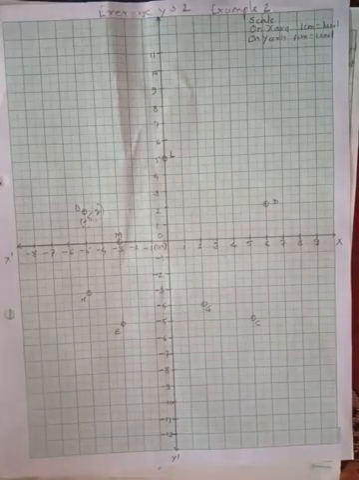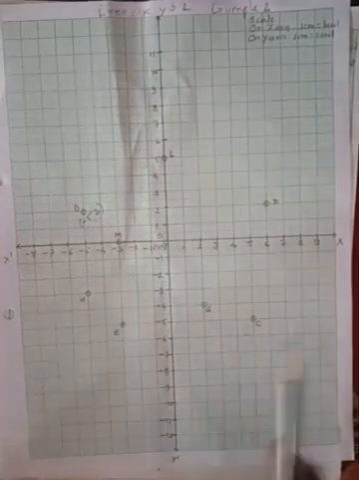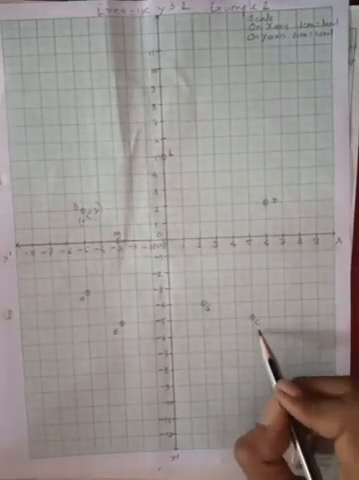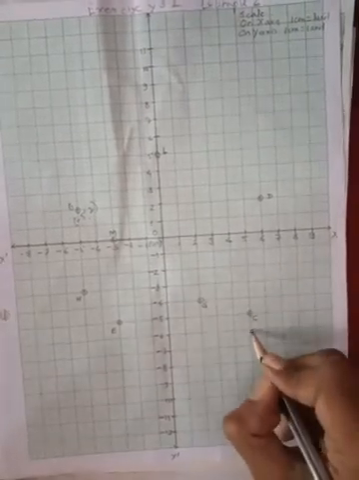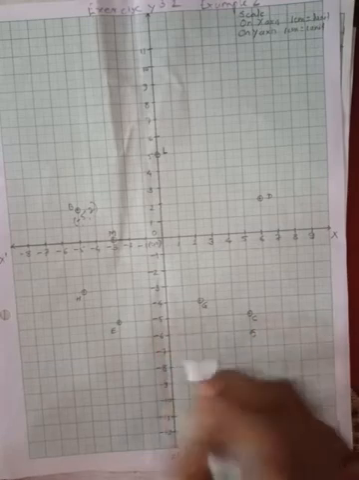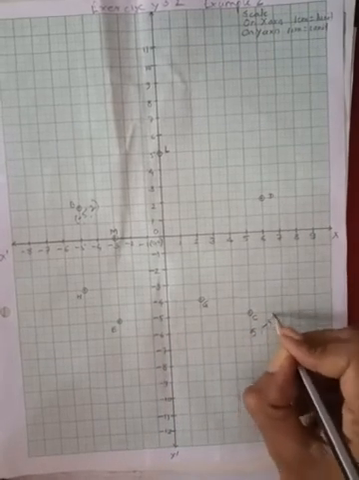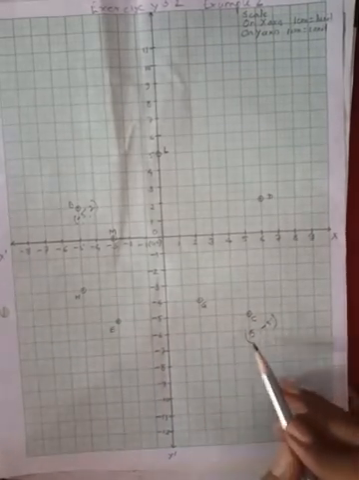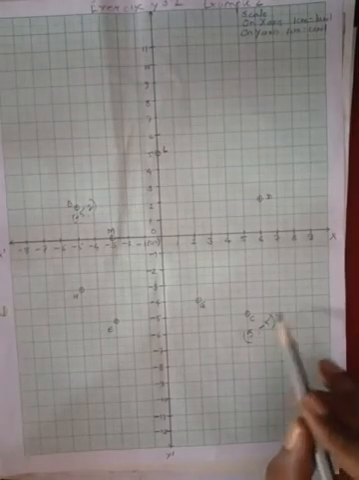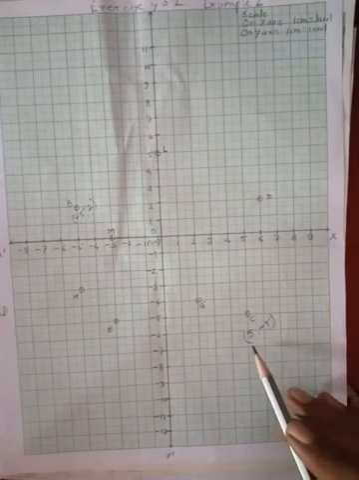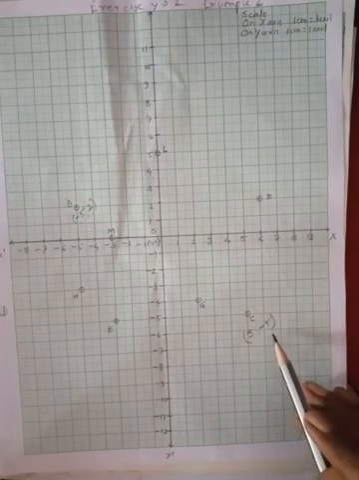Next is the coordinates of point C. Point C is this point. Please note. Now, point C, if you draw a perpendicular on x-axis, it will go to 5. And if you draw a perpendicular on y-axis, it will go to negative 5. It means abscissa is 5 and ordinate is negative 5. It also means that coordinates of point C are 5, minus 5. So this was the second question.